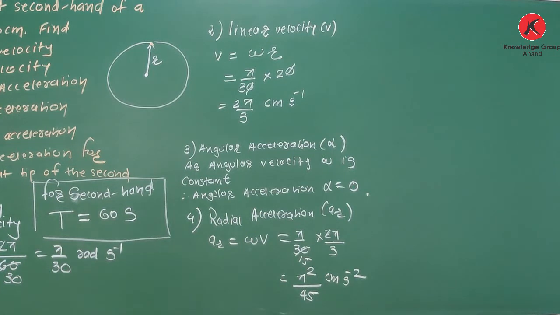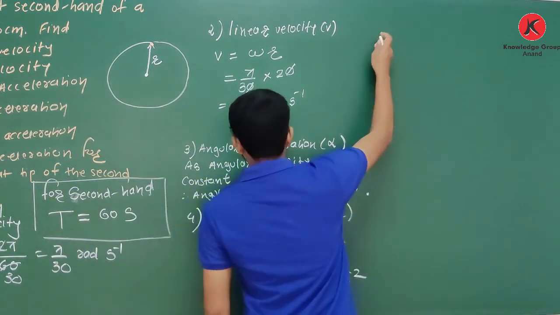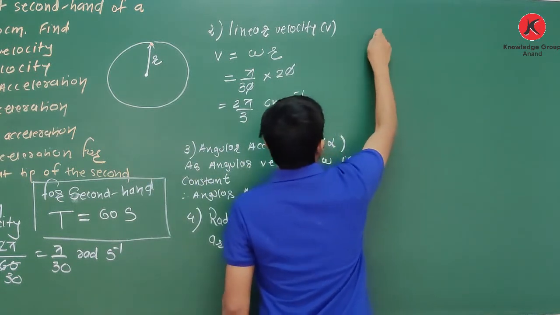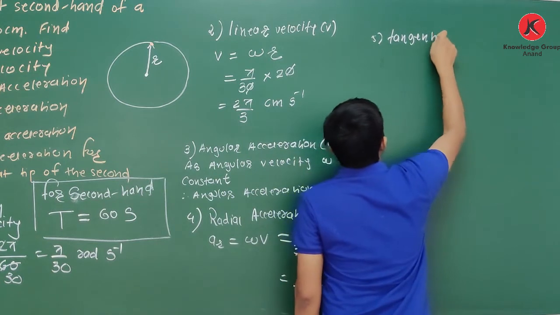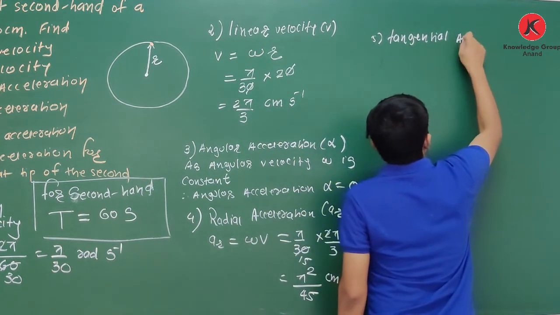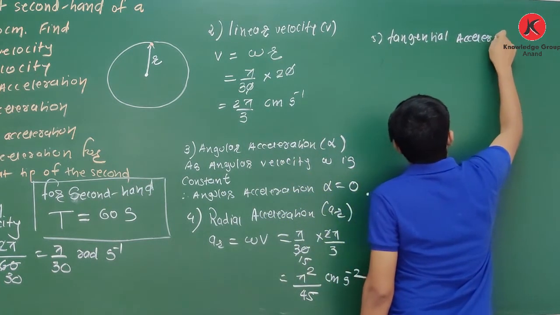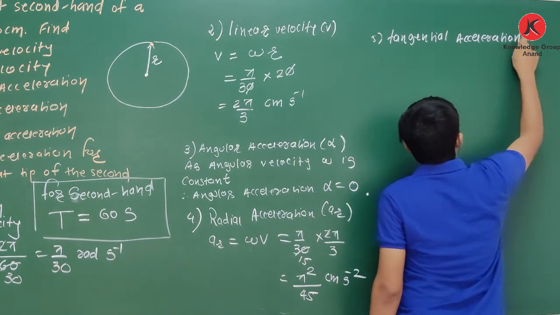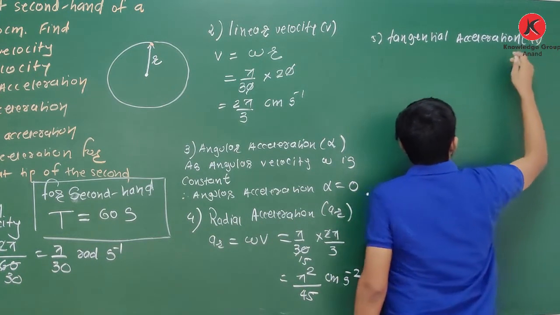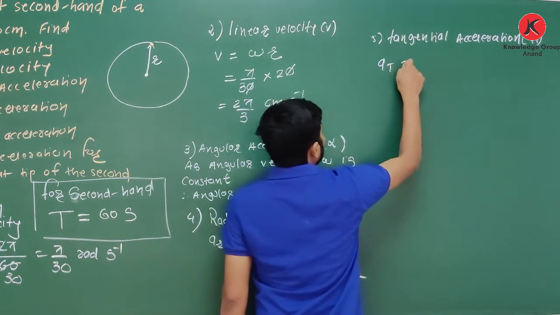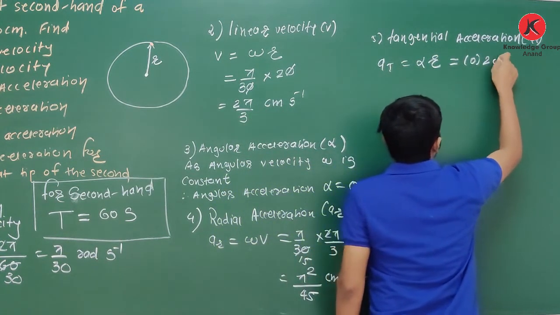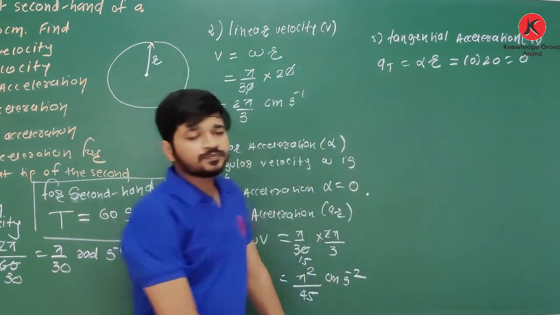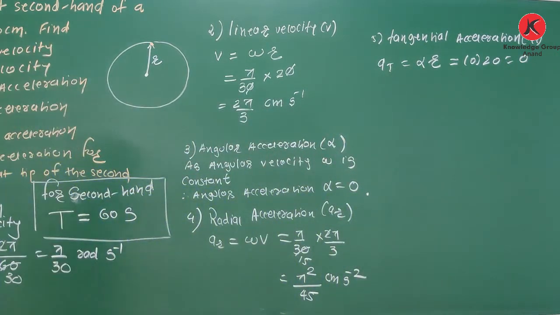Now next question, number 5, you have to find tangential acceleration. Tangential acceleration is AT, and you know the equation of AT. AT is equal to alpha r, but alpha is equal to 0, and r is 20, so it will be 0. So tangential acceleration is 0.